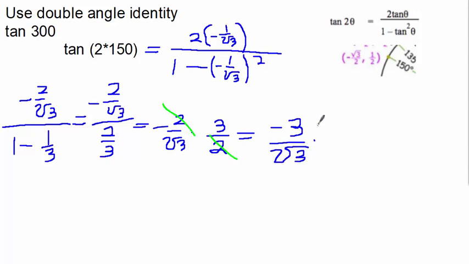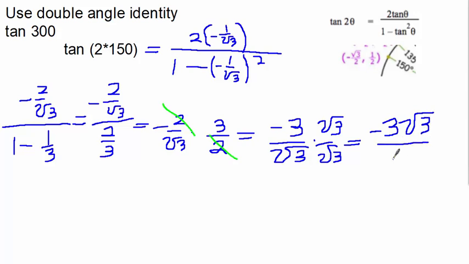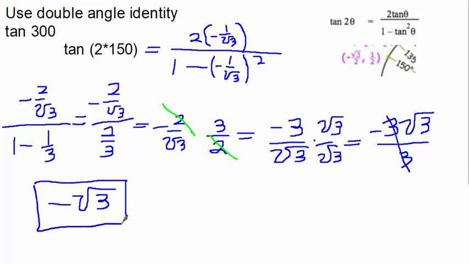Not allowed to leave that, so we multiply by square root of 3 over square root of 3. So we end up with negative 3 times the square root of 3 over 3. So what we notice here, these are going to cancel. Our final answer is negative the square root of 3. And we can actually look on the unit circle at 300. Second numerator divided by first numerator is going to end up being negative square root of 3 over 1.